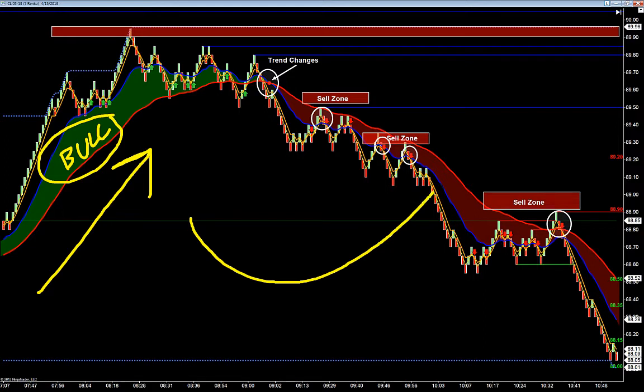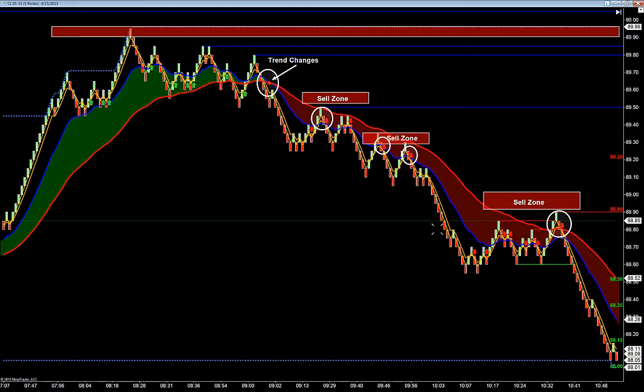Follow me over here now. See how it changes to red? When it's red, we know the bears are in charge. Really simple stuff, right? Really simple. Green, buy with the bulls. Red, sell with the bears. It's not rocket science. It's day trading.